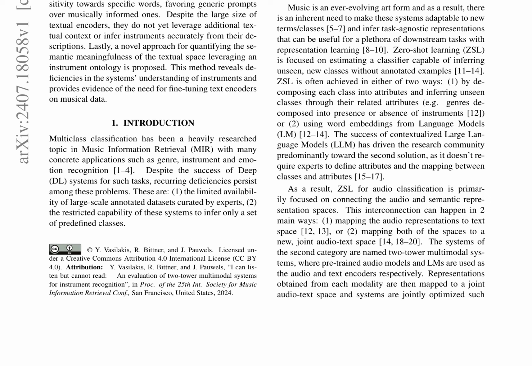The pipeline for two-tower multimodal systems involves using a separate model for each modality, with their individual representations projected to a joint audio-text space through a multi-layer perceptron (MLP). This enables direct comparison between audio and textual data. The limitations of this research include the need for fine-tuning text encoders on musical data and the sensitivity of two-tower systems towards specific words. Future work may focus on addressing these limitations and exploring new approaches for improving the performance of two-tower multimodal systems for instrument recognition.